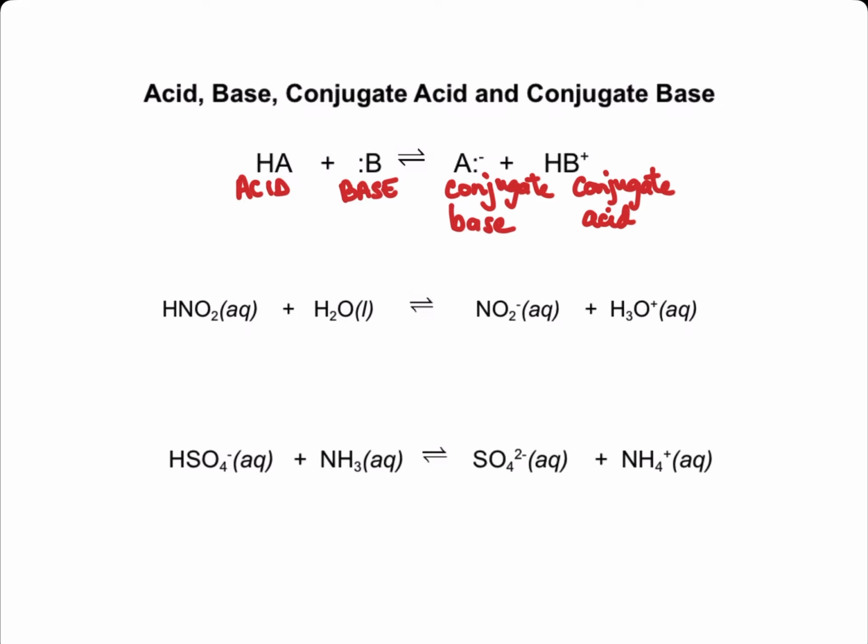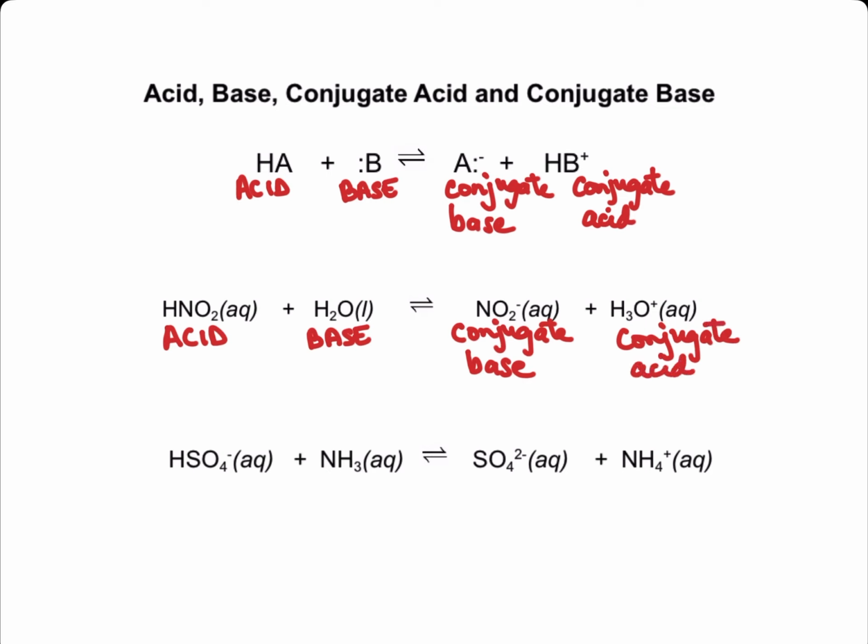HNO2 plus H2O yields NO2- plus H3O+. HNO2 starts off with 1 proton, but then ends up with no protons. So something that donates a proton is called an acid, and the result is called the conjugate base. H2O has 2 protons, but ends up with having 3. So now anything that accepts a proton is called a base, and the result is called a conjugate acid.